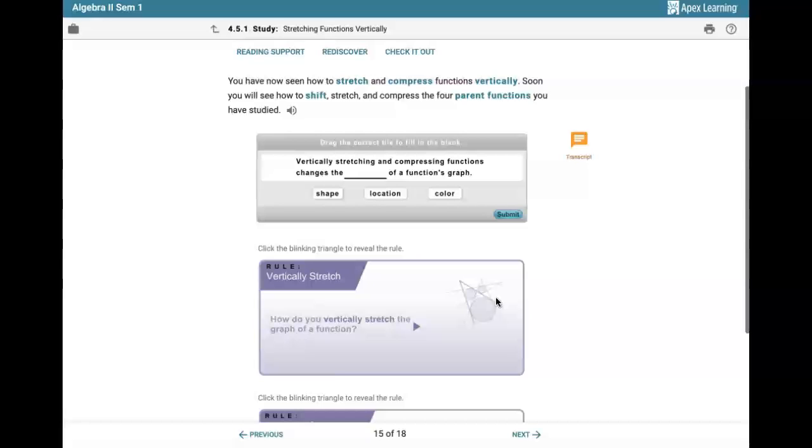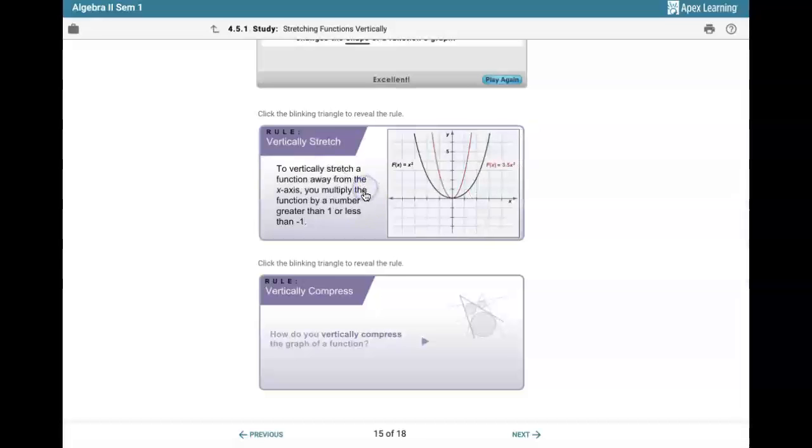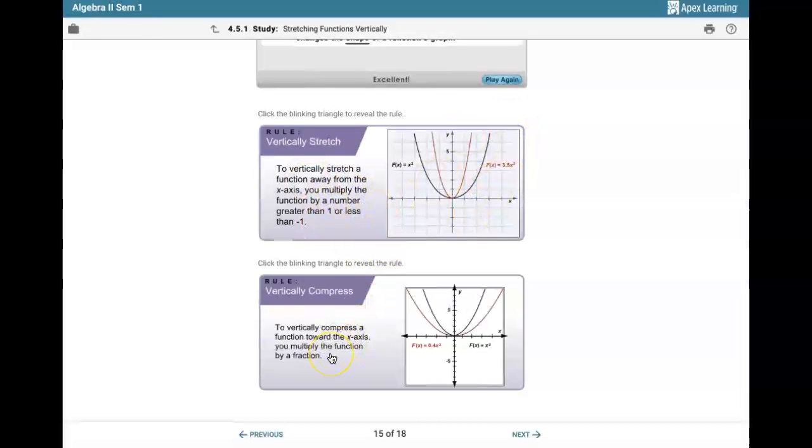So vertically stretching and compressing functions changes the shape of the function's graph. It actually does now change the shape of the graph. It's no longer just moving up and down. In order to vertically stretch, we need to multiply by a number greater than 1 or less than -1. If we're going to compress the graph, we multiply by a number between 1 and 0 or between -1 and 0. Again, if you multiply by 0, it just gives you that straight horizontal line.